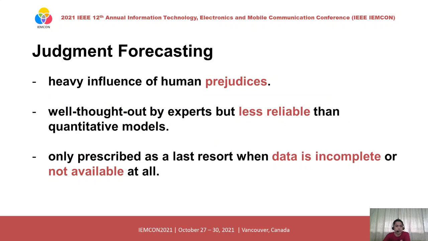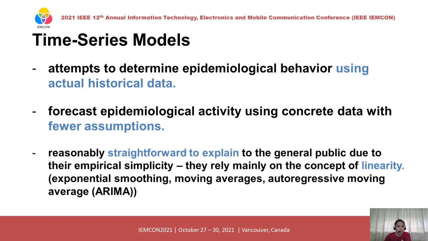There's also judgment forecasting, but this forecasting methodology is heavily influenced by human prejudices. These are well thought out by experts but are less reliable than quantitative models based on the literature. It is only prescribed as a last resort when data is incomplete or not available at all.